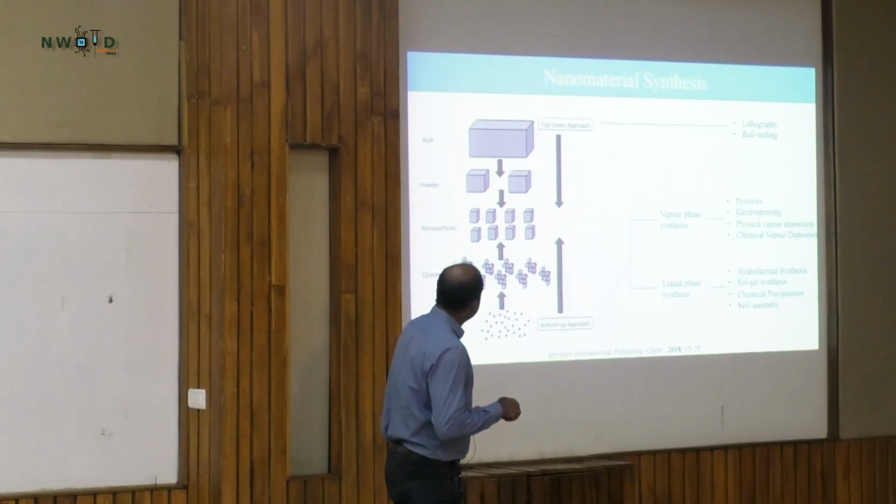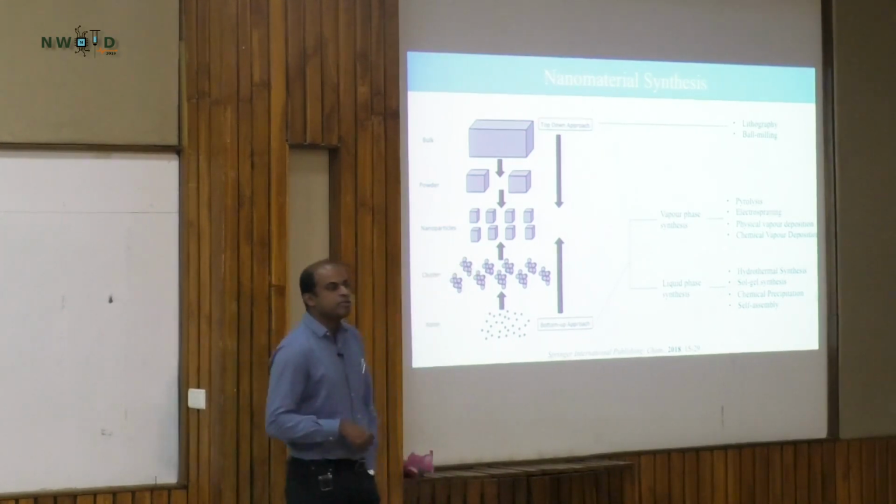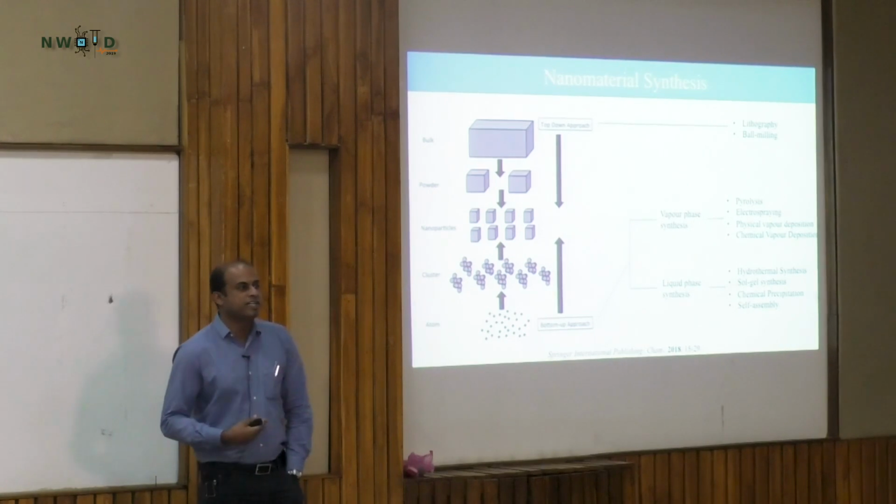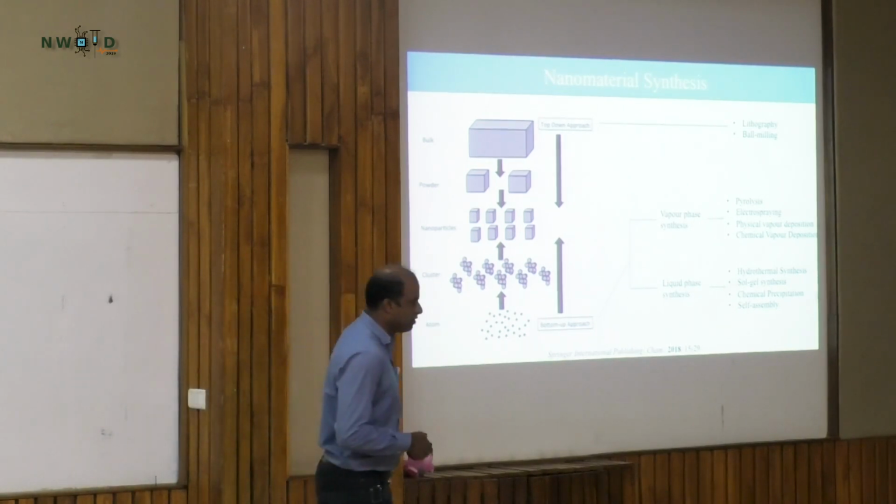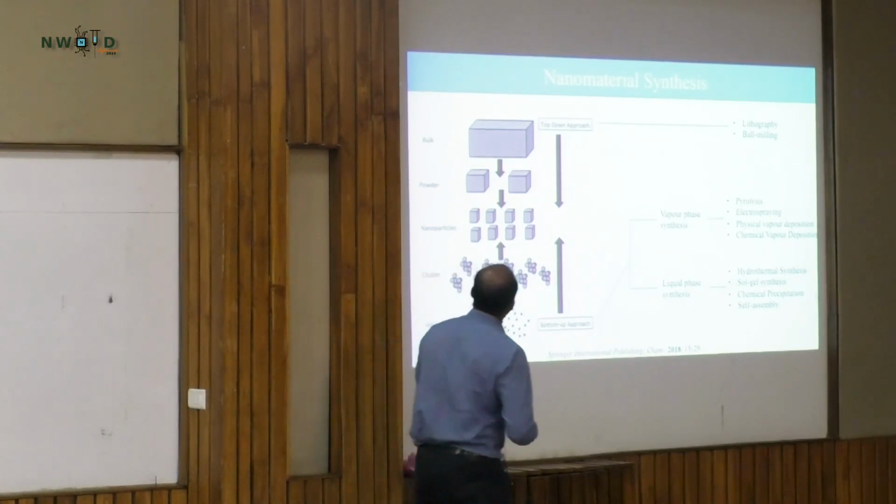So if you look at top-down approach, it can be done by lithography or ball milling. And if it is a bottom-up approach, it can be done by vapor-phase synthesis or liquid-phase synthesis. So you see that these are the various methods: pyrolysis, electrospray, spraying, physical vapor deposition, chemical vapor deposition, hydrothermal synthesis, salt synthesis. So we extensively use all these techniques, depending on what desired applications you are looking for. So we can control that.